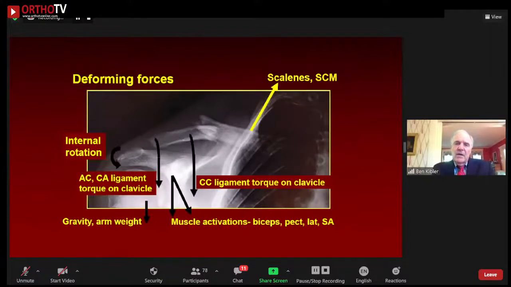And this is the reason why, because you have a lot of deforming forces on this fracture: CC ligament torque, muscle activations, the weight of the arm, internal rotation of the scapula, all creating an anterior rotation of the distal fragment. And you have the scalenes actually pulling the medial fragment up. So therefore you have these dynamics that do not create a normal mechanical position or motion of the clavicle, even if it heals, or certainly in the scapula and the arm.